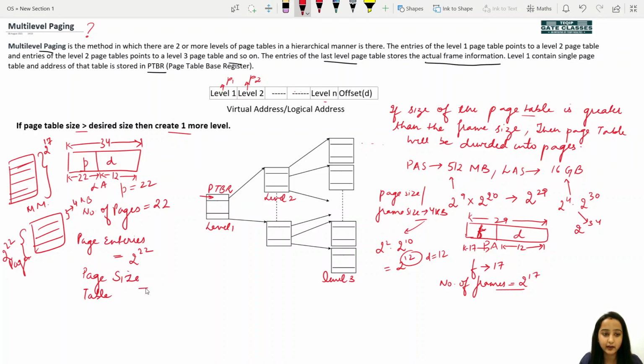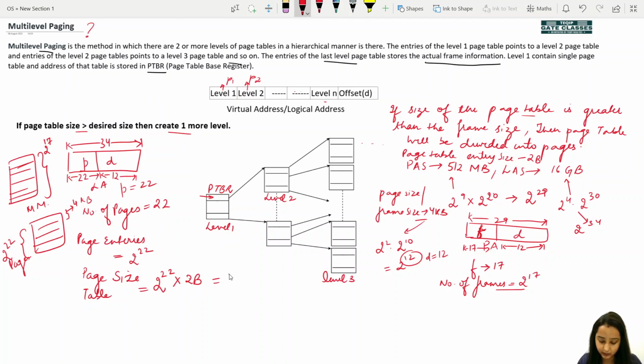Page table size I can find out: the number of pages, that is the number of page entries, 2 raised to power 22, multiplied by the page table entry size. Here the page table entry size is also given. Let us suppose it is 2 bytes. So multiply the page table entry size by the number of entries, and there you get the size of the page table.